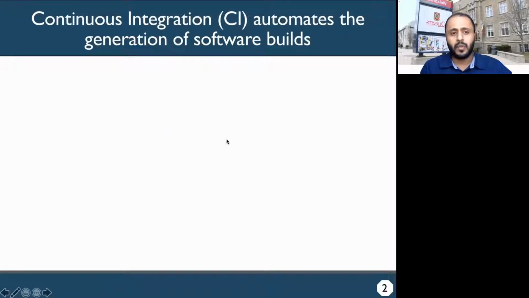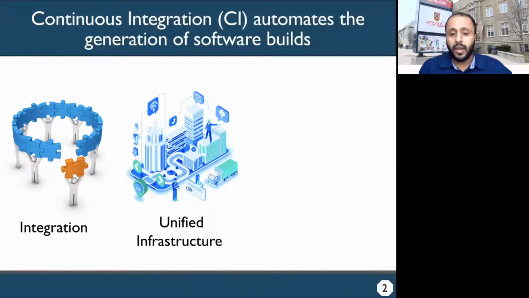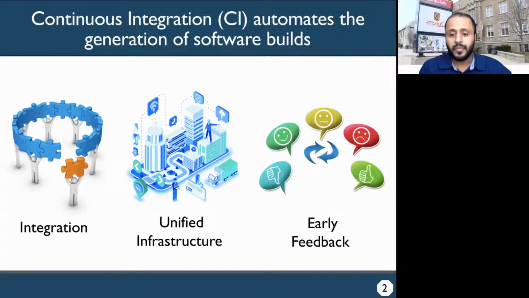So first, what is continuous integration, or CI? Continuous integration is a software practice that allows developers to integrate their code into shared repositories and run and compile their code on a common infrastructure, and then get early feedback from CI on their builds.